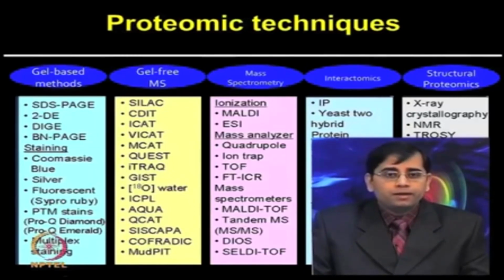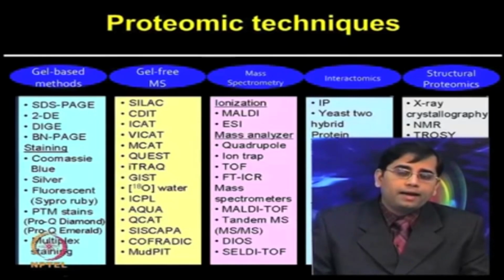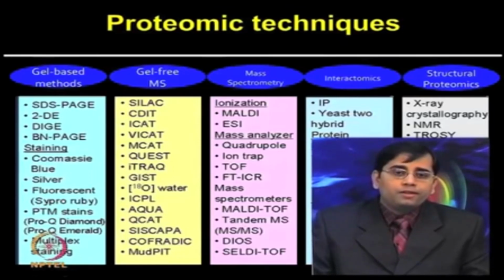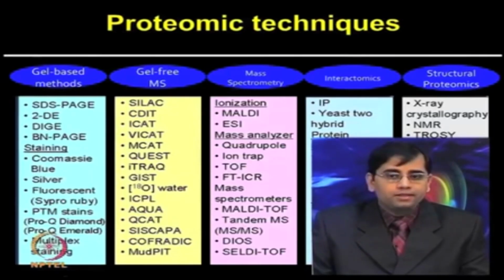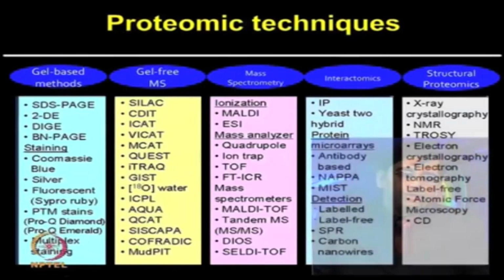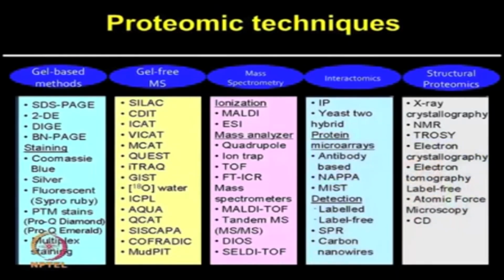Structural proteomics involves X-ray crystallography, nuclear magnetic resonance, NMR, transverse relaxation optimized spectroscopy, TROSY, circular dichroism, CD, and different types of microscopy methods including atomic force microscopy and electron microscopy.